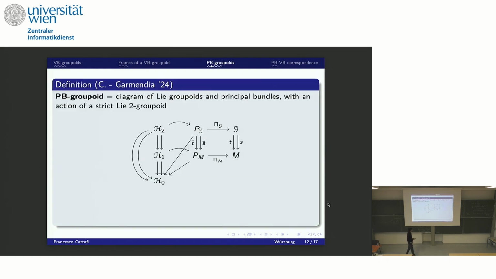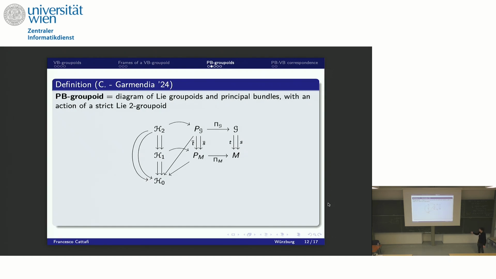So now, with this, we have the definition: what is an abstract PB-groupoid? Well, it will be a diagram of this kind, where I have a Lie groupoid here, and then I want to have a principal bundle in the right way. And the right way means that I need to start here with a strict Lie 2-groupoid, H2, H1, H0. So I have H2, which is a groupoid over H0, which acts on P. Then I have H1, which is also a groupoid over H0, which acts on this other P, on PM.